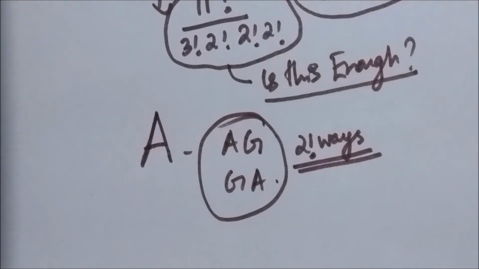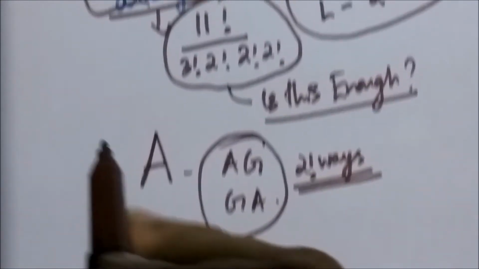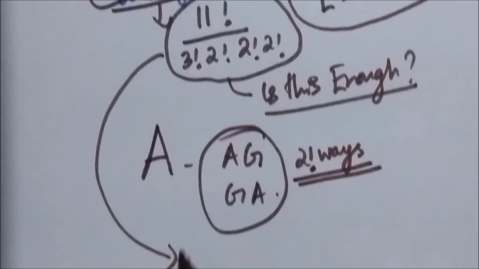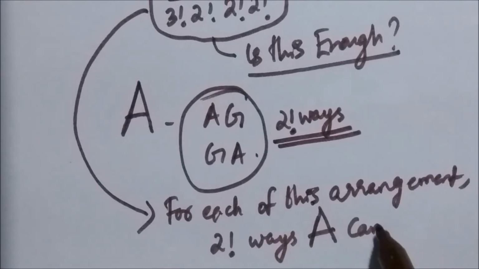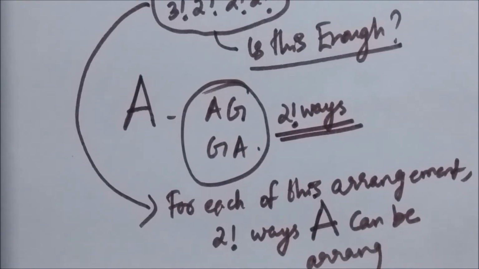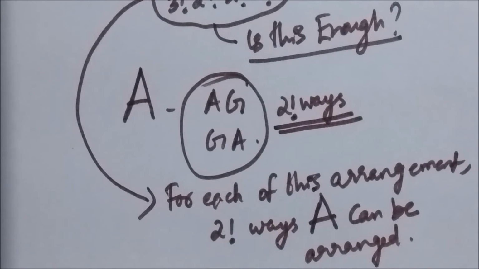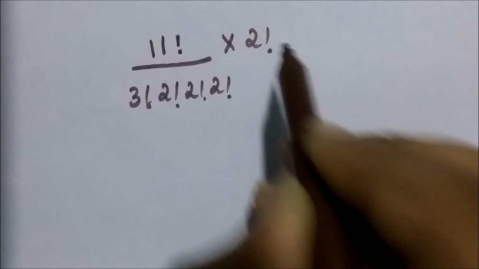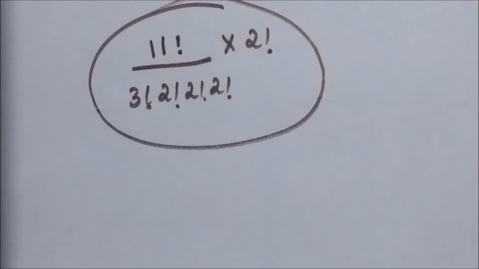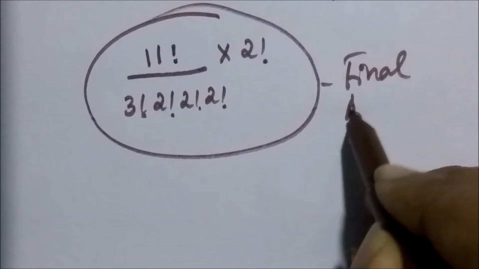Now, for each of the arrangements that we got, for each of those arrangements, 2 factorial ways we can arrange the big letter A. Meaning that finally, the number of ways of arranging the letters in the word sociological where A and G are adjacent is going to be 11 factorial by 3 factorial into 2 factorial raised to 3, into 2 factorial. That's the final answer. Alright?